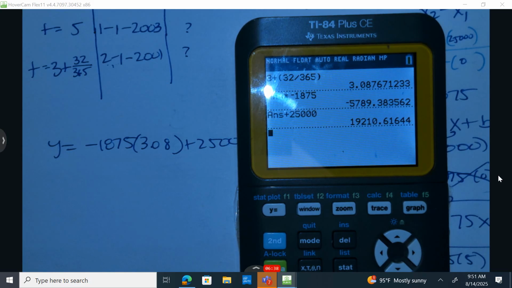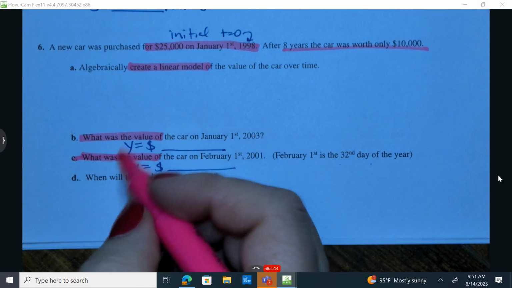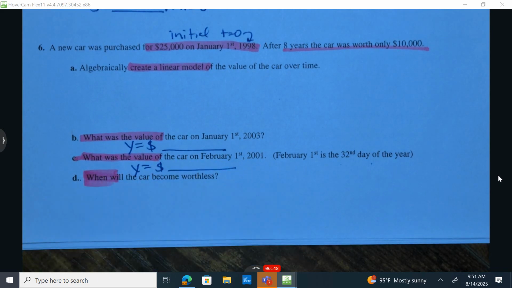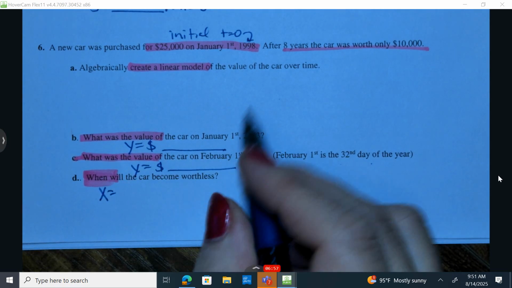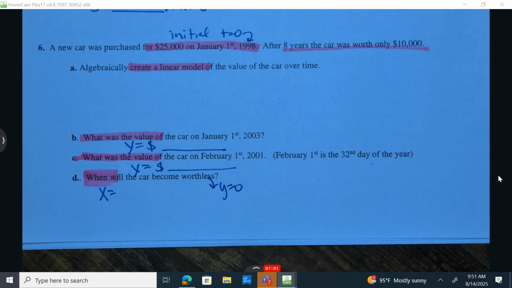Let's go down right now to our last part. Here's the difference between Part B and Part C, and finally Part D. Please underline when. When is in terms of time, and time is always which one? Time is always the X value. So when it's worthless means when it doesn't have any value. So this is when Y is equal to 0. When Y is equal to 0, they're saying what's going to happen.